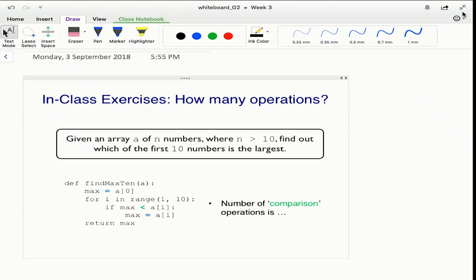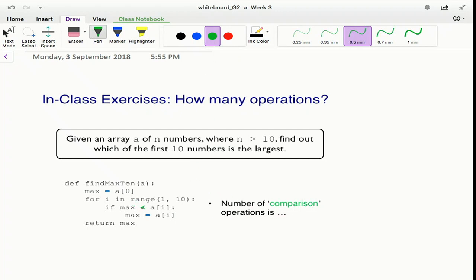So the point of this exercise is to try to count how many operations we need to do something. And most of the time we need to define what exactly is that operation, right? So for the first one, we want to find, within an array of n numbers, which of the first 10 numbers is the largest one. So then if we were to count this, we want to count the number of comparisons.